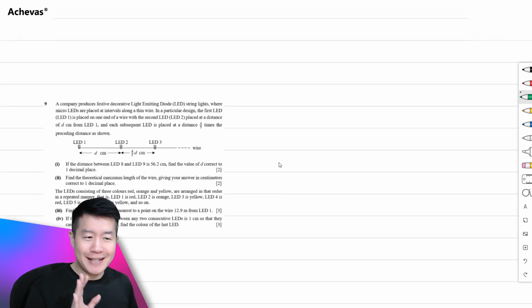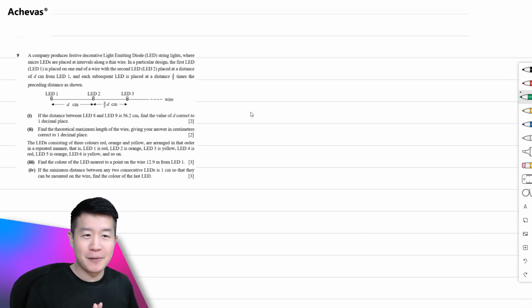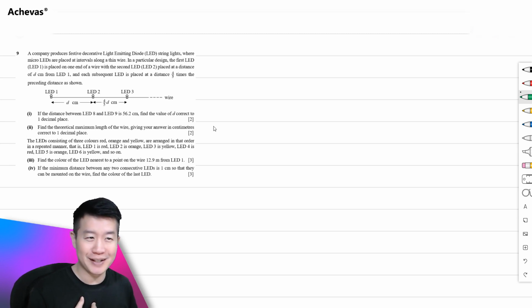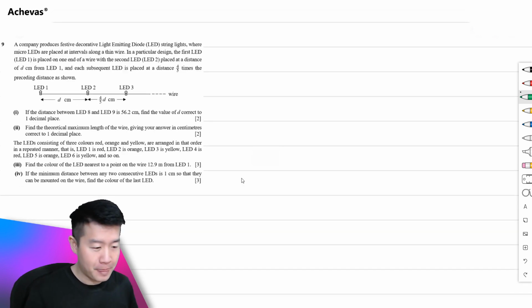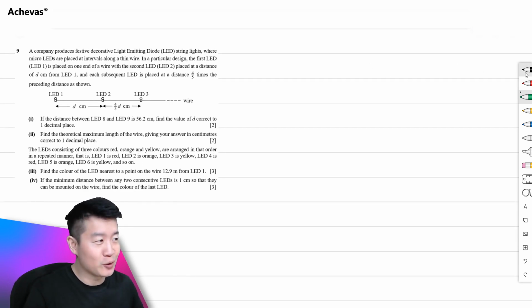Like what I was saying, it is actually a very okay question. The problem is this LED 1, LED 2 numbering. At least for me personally, I thought the numbering was a slight confusion when I was doing this question. Let's see whether you are going to be a little bit confused by the numbering also. So we have LED 1, 2, 3, and so on.